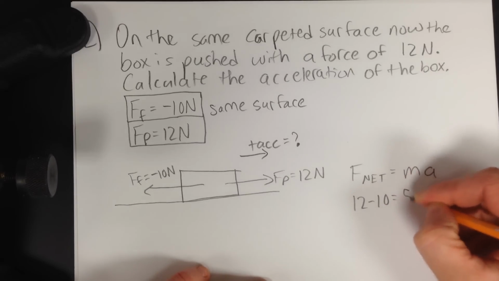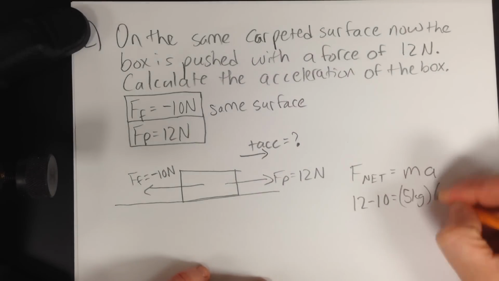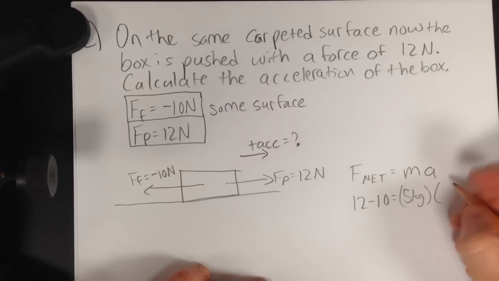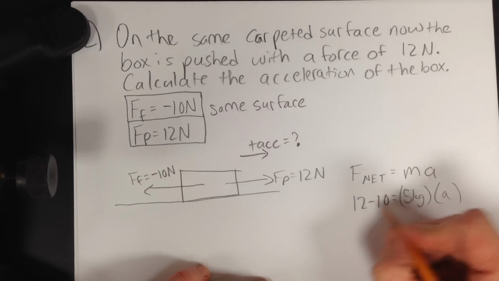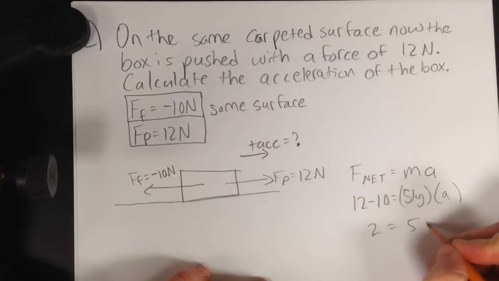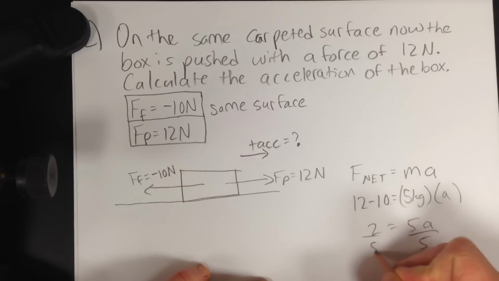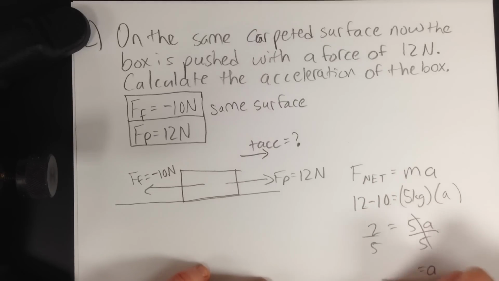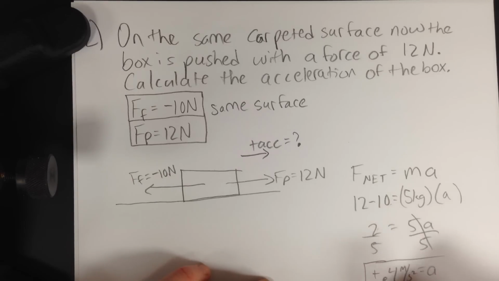Mass of the box is still 5 kilograms, same box. And we could calculate a. 12 minus 10 is 2. 2 equals 5a. Divide both sides by 5, and you've got 0.4 meters per second squared. And you can see it comes out as a positive because the box does speed up when the push is greater than friction. So that's number 2.